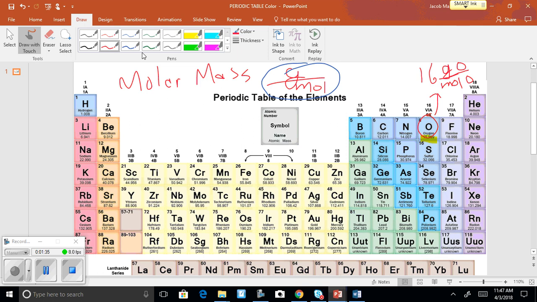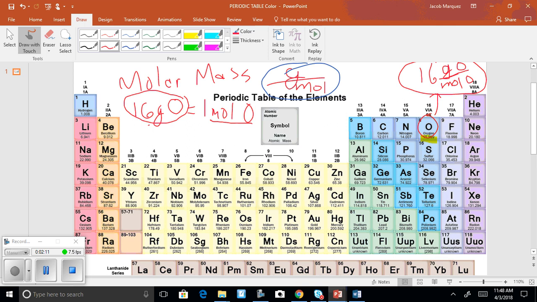Okay, so what if I say you have 16 grams of oxygen, right? How many moles of oxygen do you have? Well, the molar mass says I have 16 grams of oxygen for every 1 mole of oxygen. So 16 grams of oxygen means I have 1 mole of oxygen. They're the same thing. If I were to count 1 mole of oxygen atoms, all of them, if I weigh them, would weigh 16 grams.